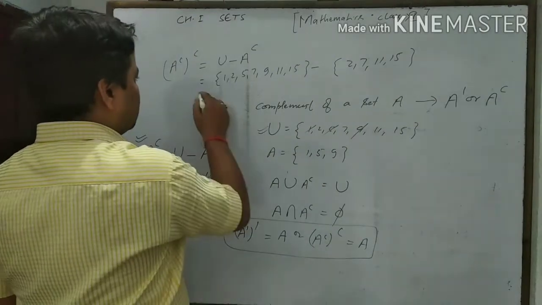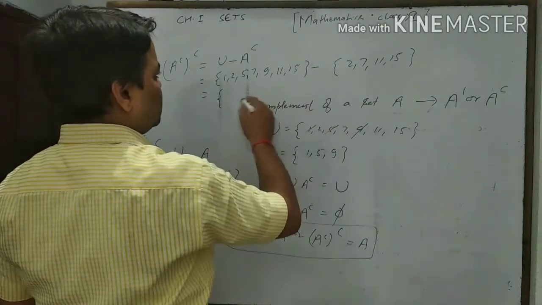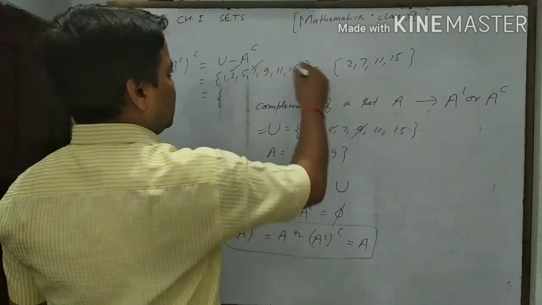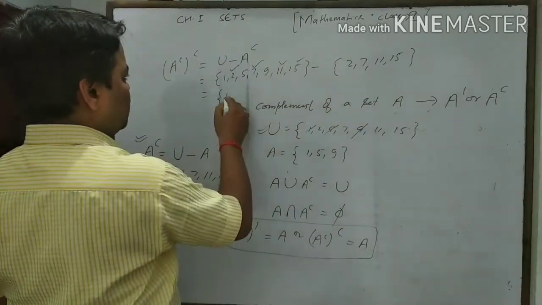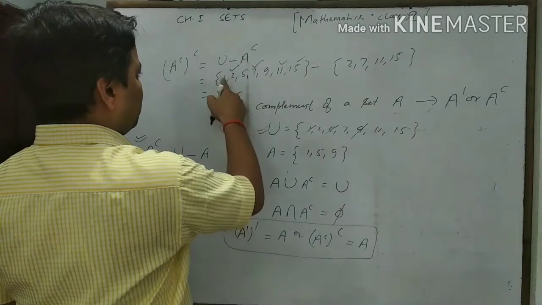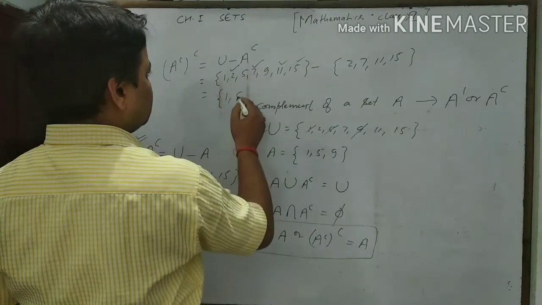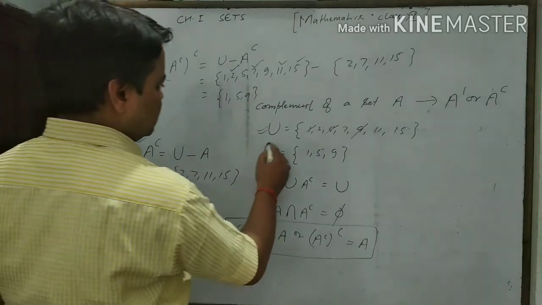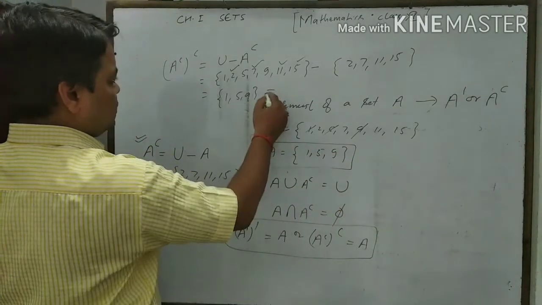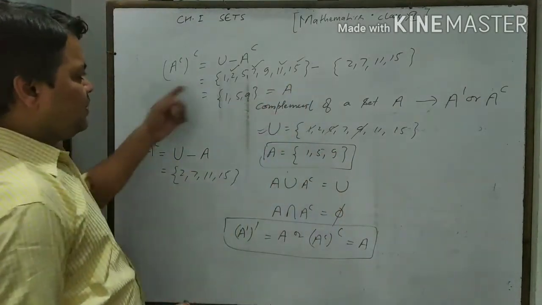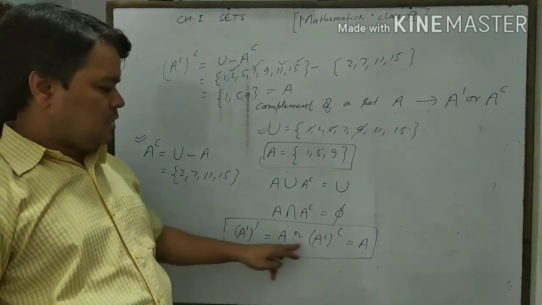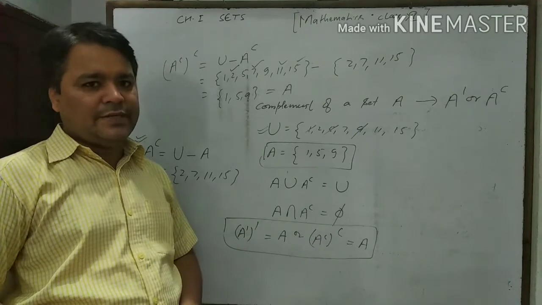Means we should not write 2, we should not write 7, 11, 15. Then what remains is 1, 5, 9. That is 1, 5, 9 here. This is equal to A. This is verified. The complement of the complement set is the set itself. Here also it is verified.